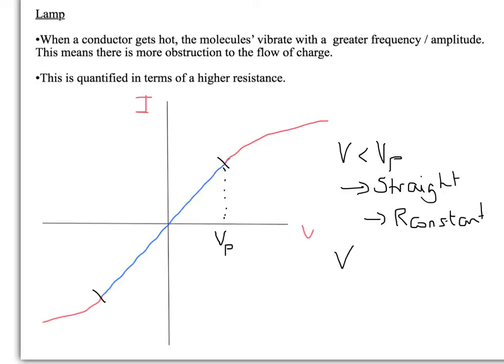When V is greater than VP, the gradient is decreasing. So it's going down because you can see it's flattening off, which means that your resistance must be going up, since the resistance is equal to 1 over the gradient, which makes sense because essentially at this point your light bulb's getting quite hot, which means there's going to be more resistance to the flow of charged particles moving around your circuit, which you'll see in the form of an increased resistance.